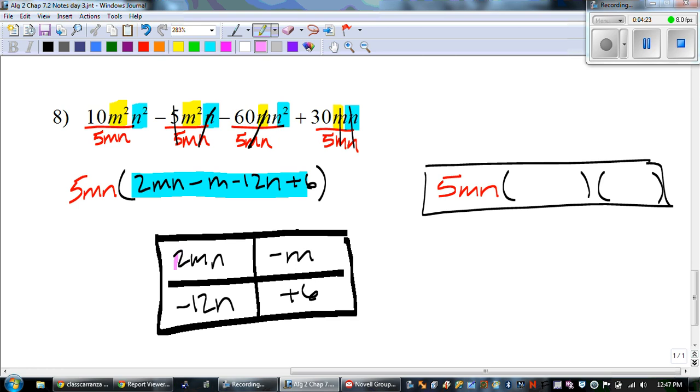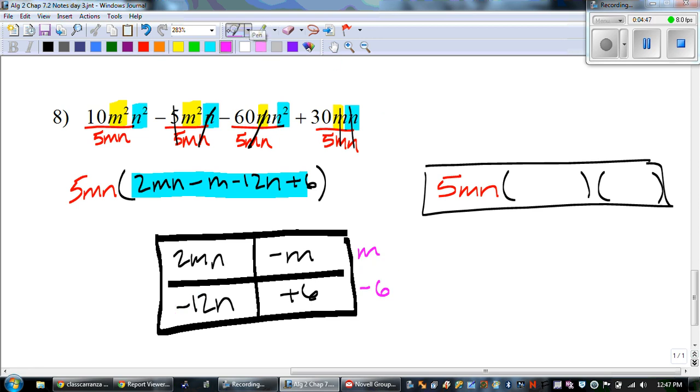Okay, let's go through it. So on the top, I can take out just an m. That's the only thing they have in common. And now on the bottom, my leading coefficient is negative, so I can take out a negative 6.